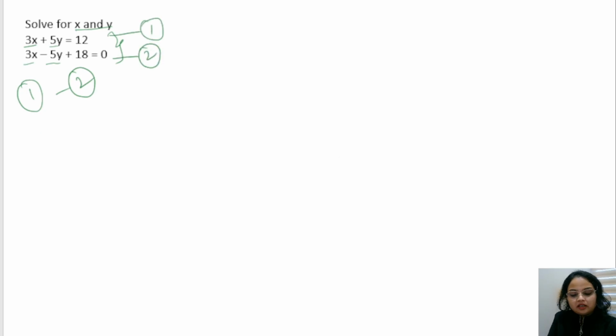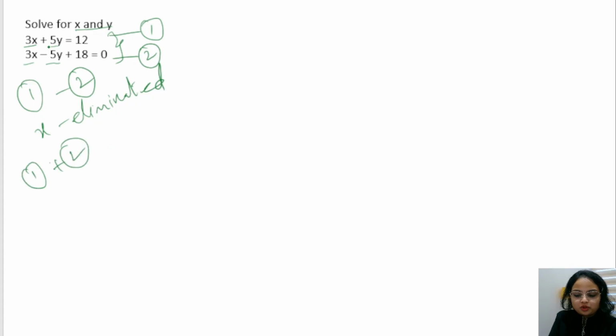If I subtract first equation and second equation, x variable will be eliminated. Okay, and if I add, y variable will be eliminated because the coefficients of y variables are plus 5 and minus 5. Okay, if I add these two, y will be eliminated. So I can do anything. Okay, so I will directly subtract first and second equation.